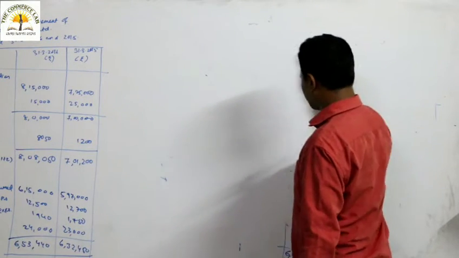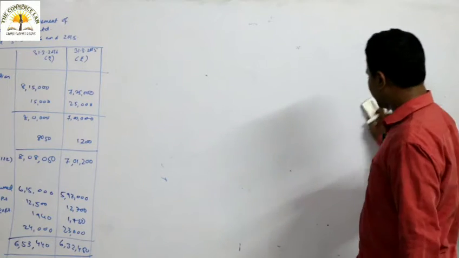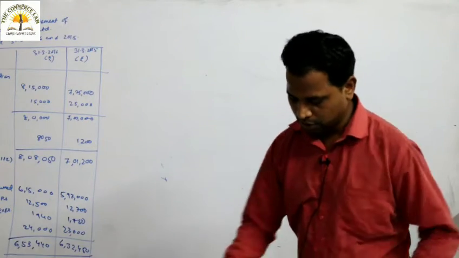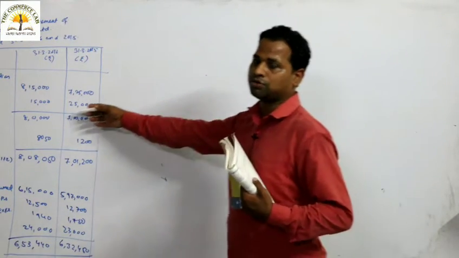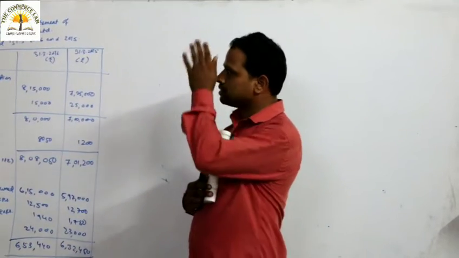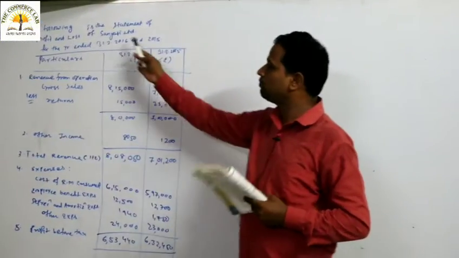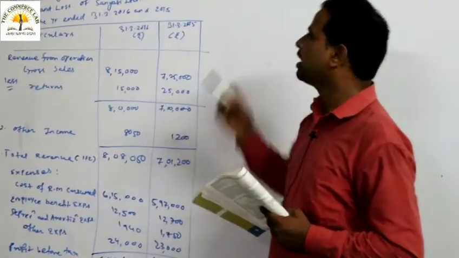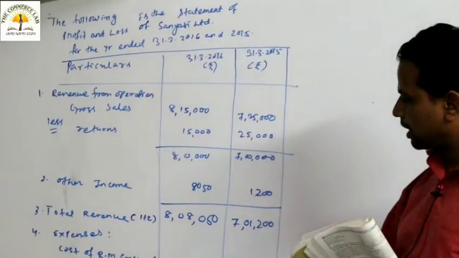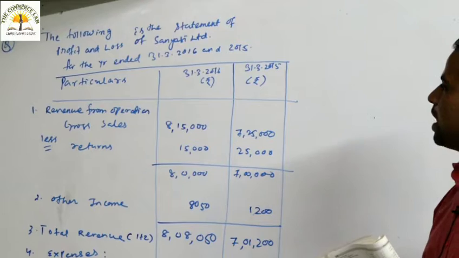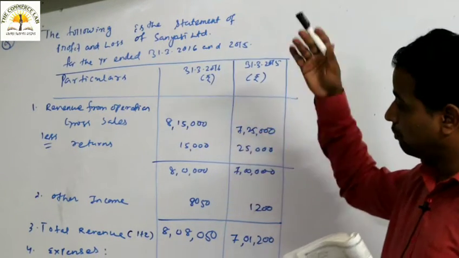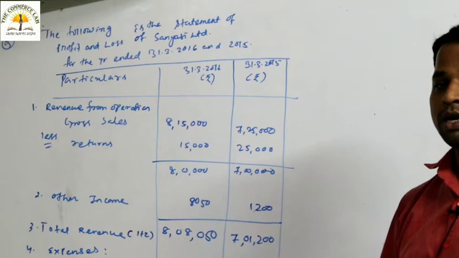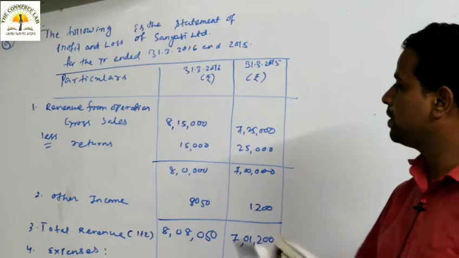Another problem we have to solve for your better clarity or better understanding of this particular common size income statement or common size profit and loss account. So this is a question you are observing. What is the question given? The following is the statement of profit and loss of Sannyasi Limited for the year ended 31st March 2016 and 2015. Okay, so here current year is given 2016 and previous year is given 2015. From this figure we have to calculate the common size income statement, and we have to see and we have to interpret what are the changes.